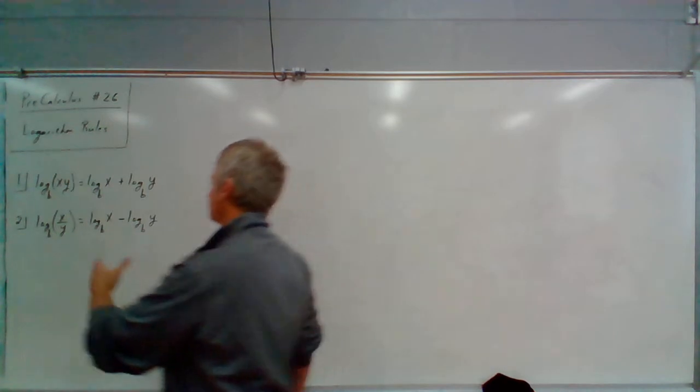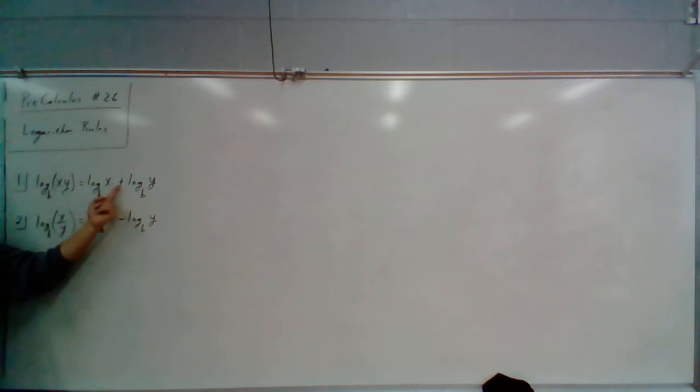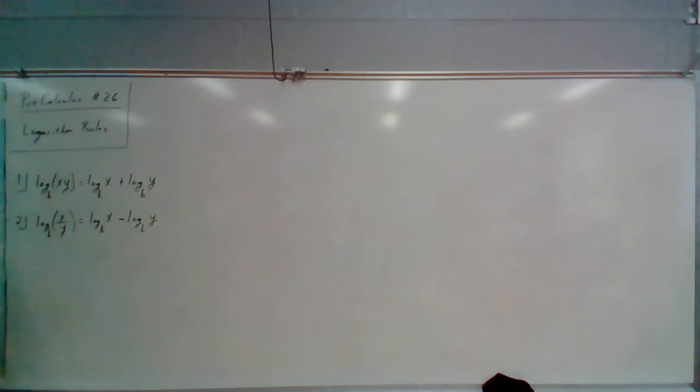Alright, so our next rule, log base b of x over y, is going to equal log base b of x minus log base b of y. So multiplication results in an addition, division results in a subtraction. So I want you guys to try to prove this. It's very similar to the first one. So pause the video and you try to prove this, and then we'll go over the solutions.